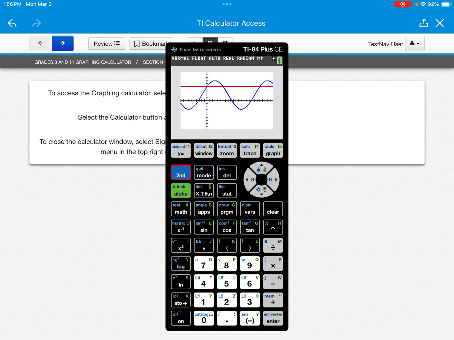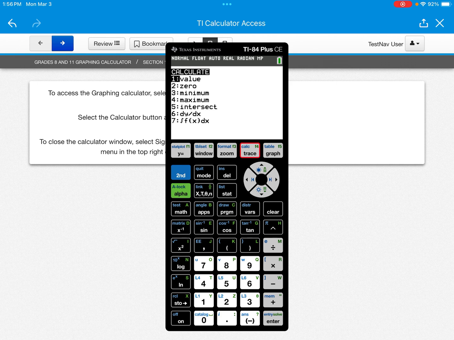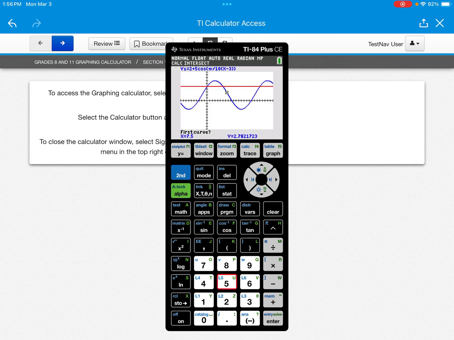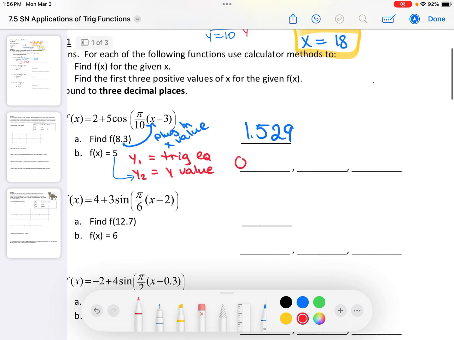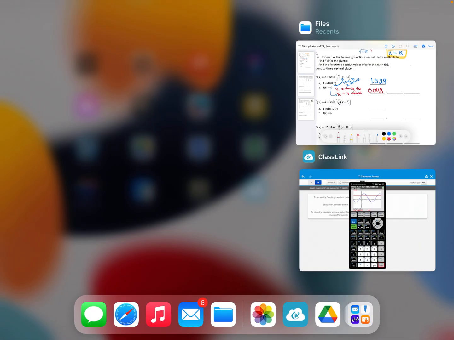To find the intersection, second trace, 5 for intersect. The bottom of your screen says first curve, hit enter. Second curve, hit enter. Then scroll to that first solution that we think might be positive and hit enter. Do not look at the number or write it down until you see the word intersection below the screen. So that x value is 0.048. 0.048 is that first intersection. That was a positive value, so that is the first positive solution.